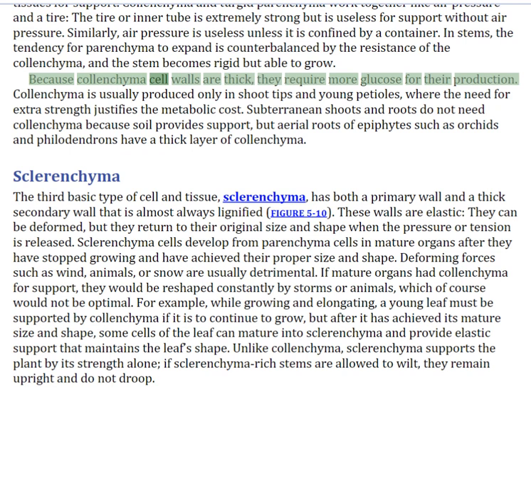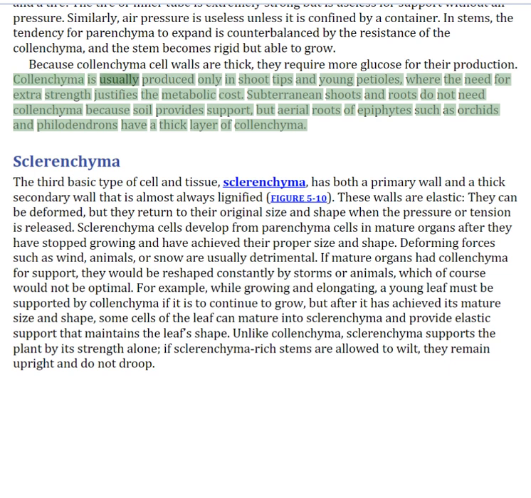Because collenchyma cell walls are thick, they require more glucose for their production. Collenchyma is usually produced only in shoot tips and young petioles, where the need for extra strength justifies the metabolic cost. Subterranean shoots and roots do not need collenchyma because soil provides support, but aerial roots of epiphytes such as orchids and philodendrons have a thick layer of collenchyma.